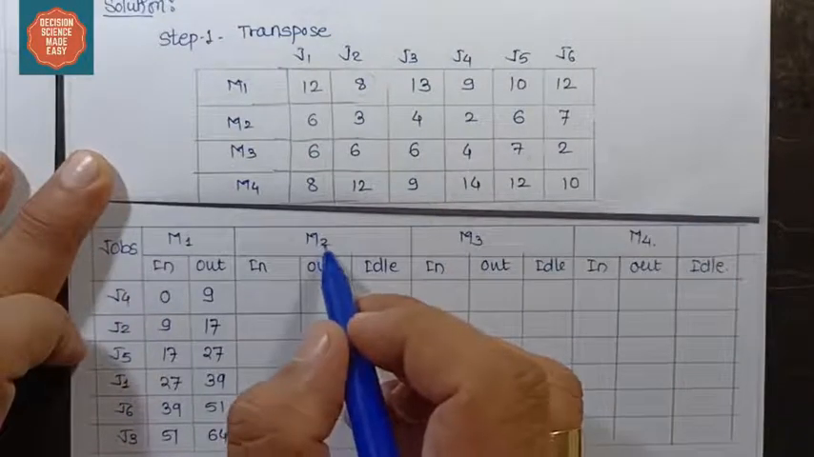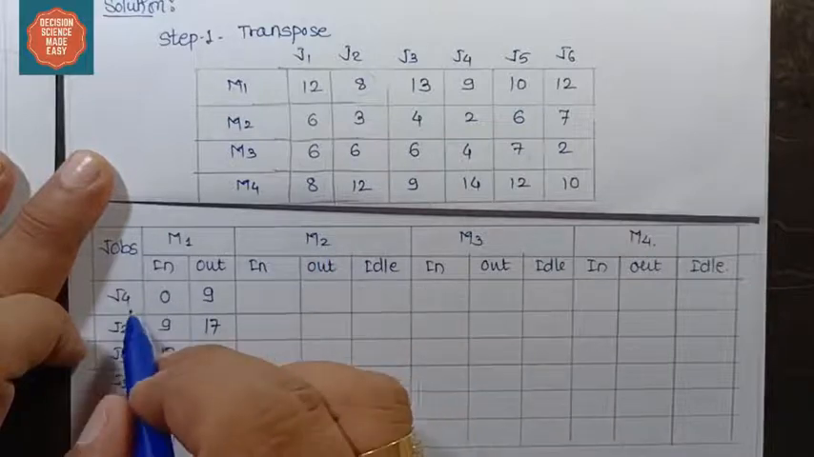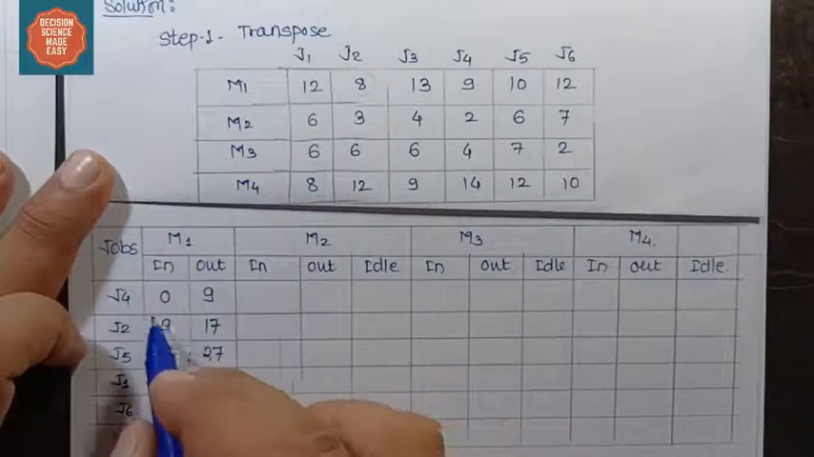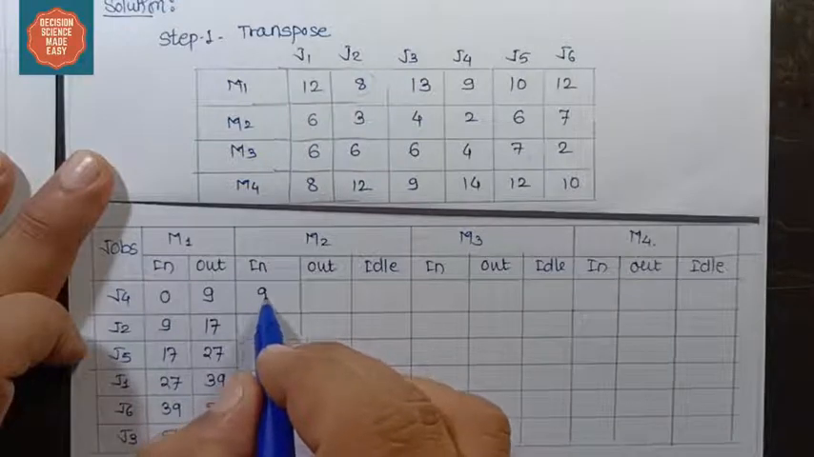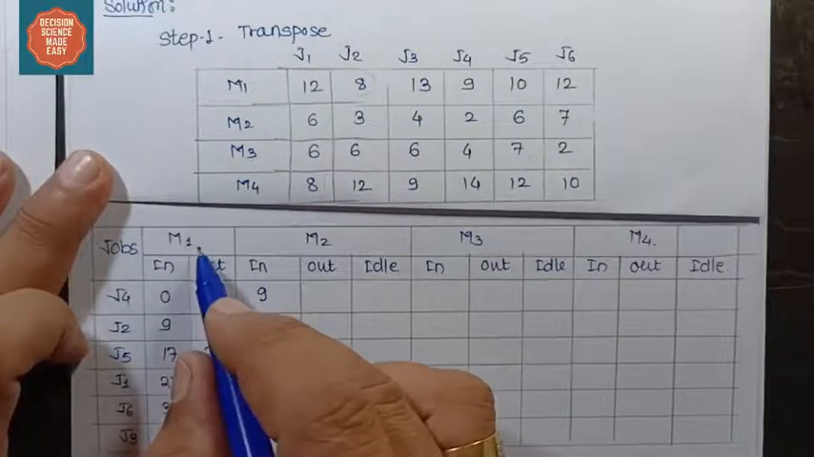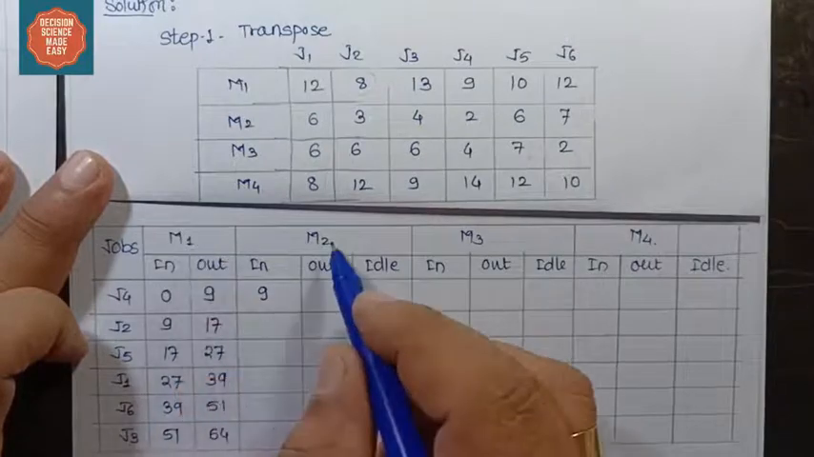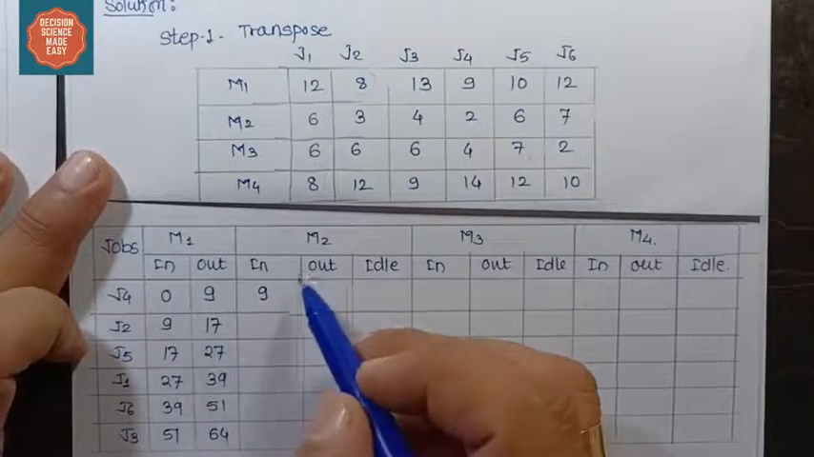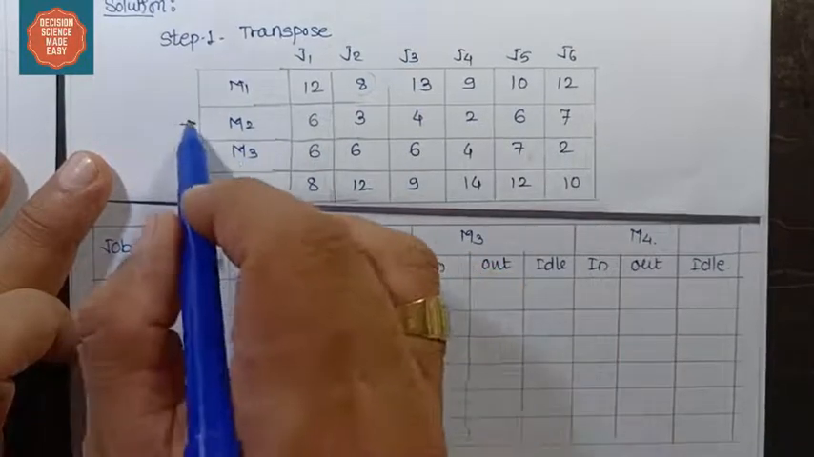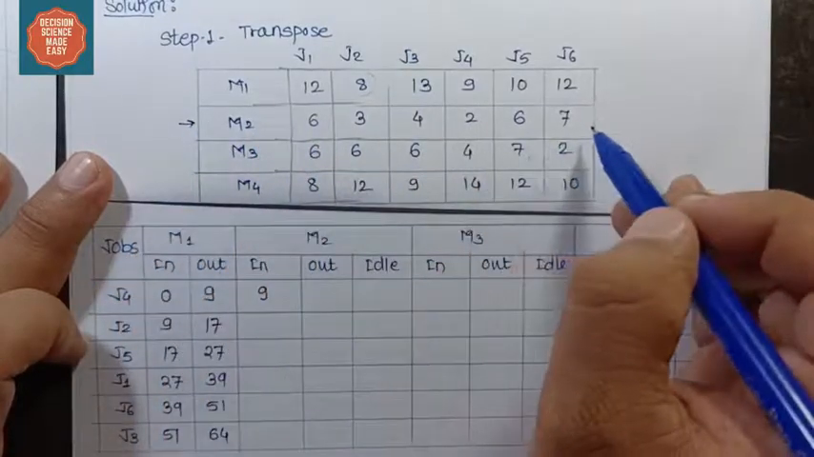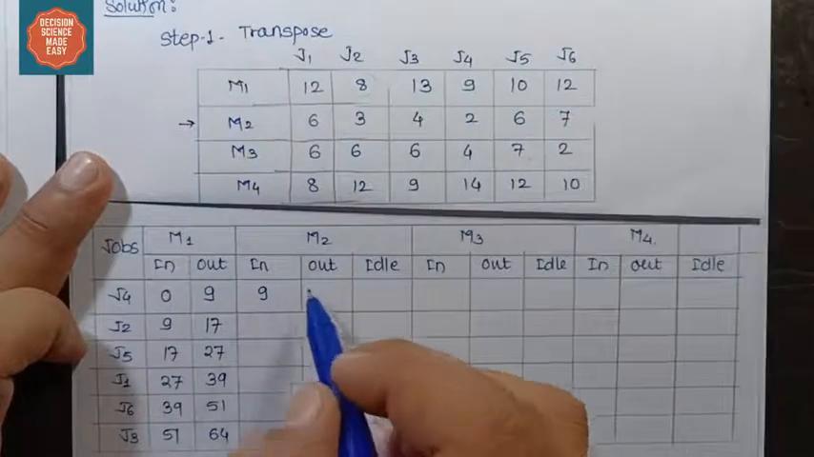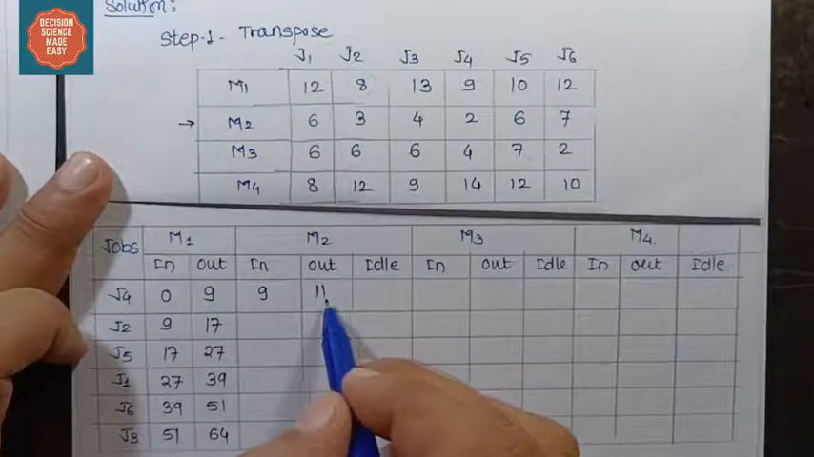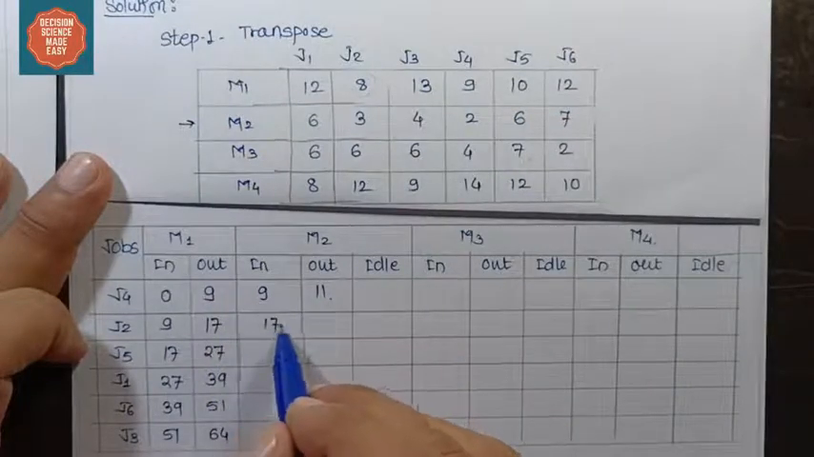Similarly for M2, the first job will start at the out time of machine M1. So the out time is 9. Once M1 is finished, M2 will start processing. Here we are going to consider machine M2, that is the second row. J4 is 2, so 9 plus 2 is 11. Now again I'll compare 11 and 17. The higher value is 17.